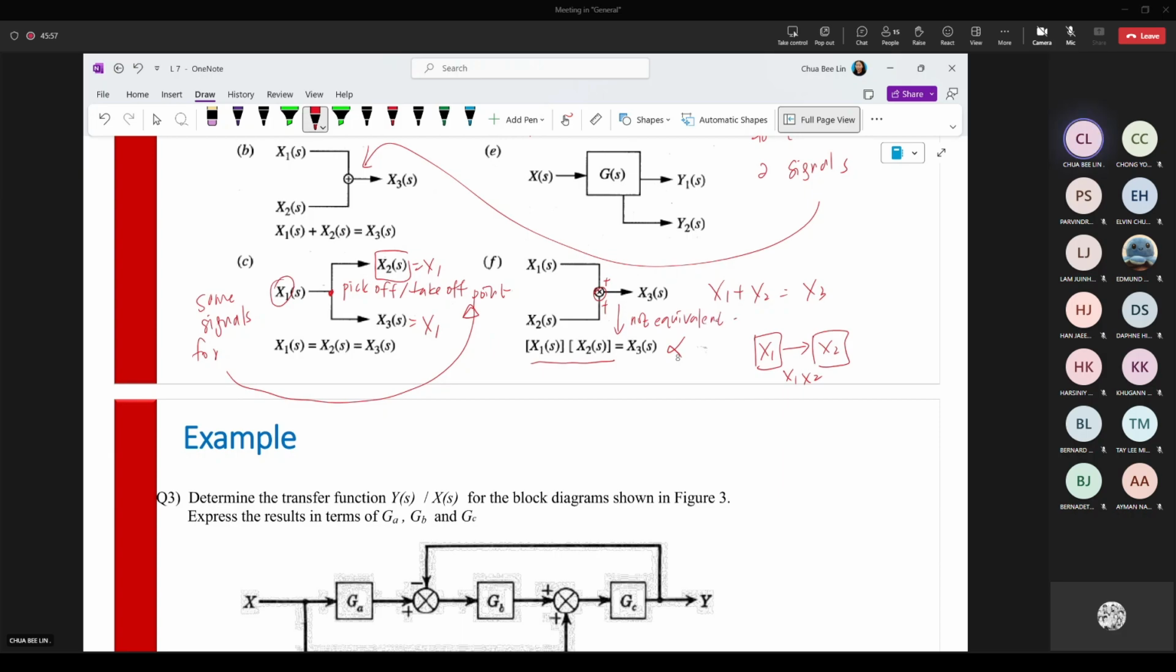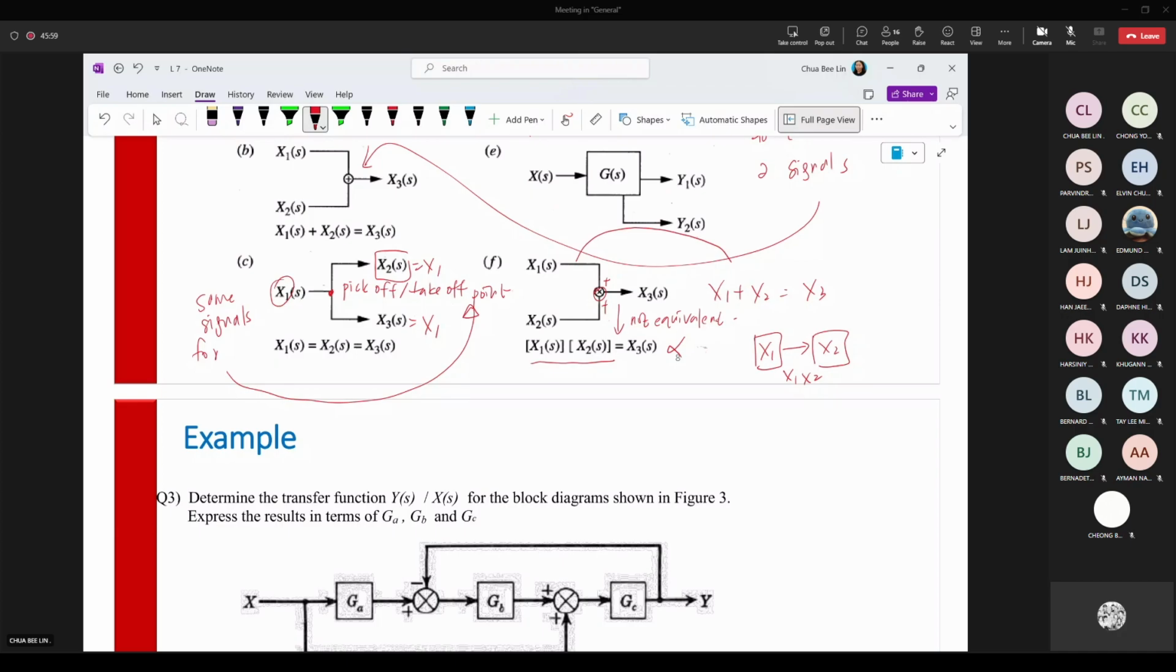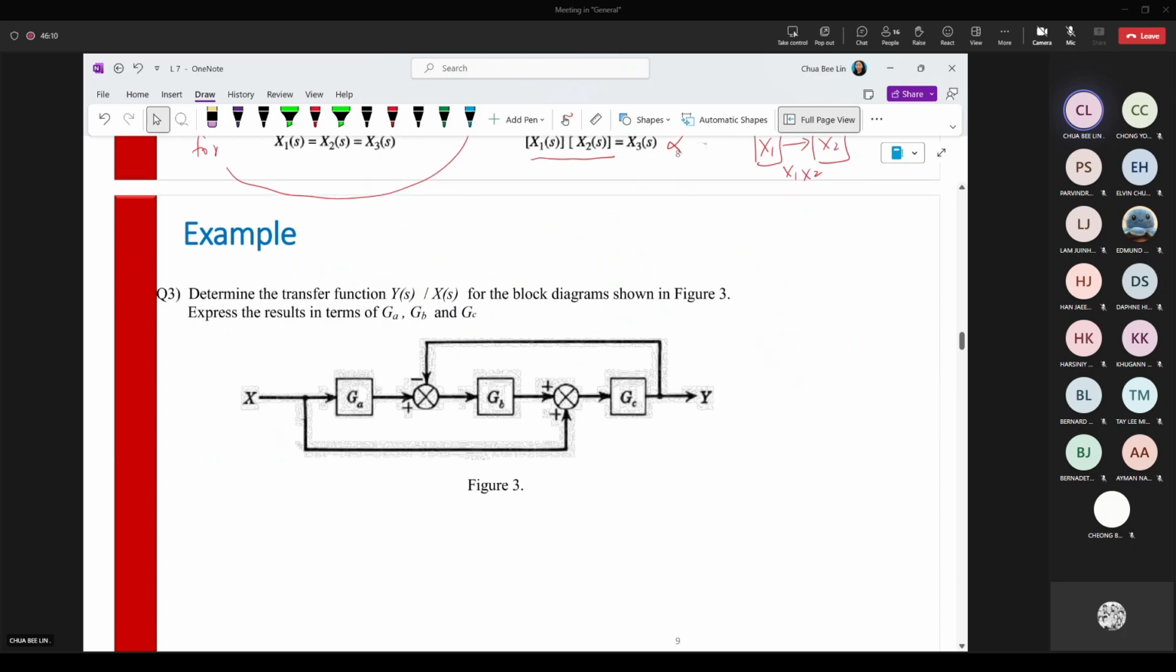Because you'll be having this one defined as plus, so x1 plus x2 equals x3, the answer given is not the same. Okay, now we have an example to solve. Make sure you can solve this one together.